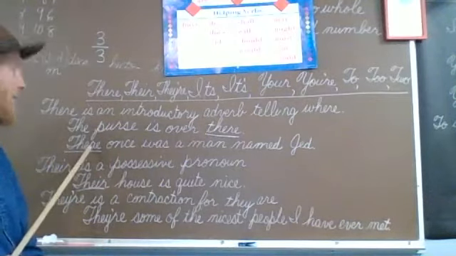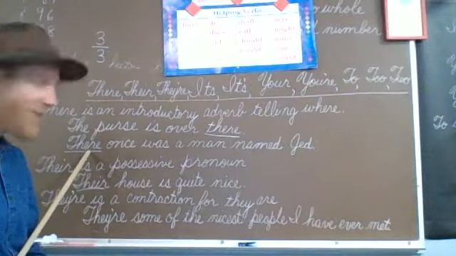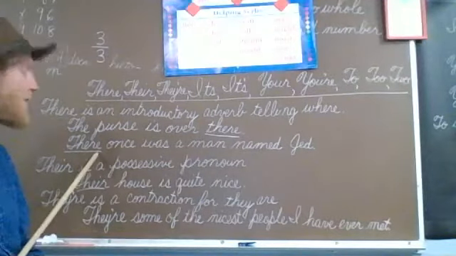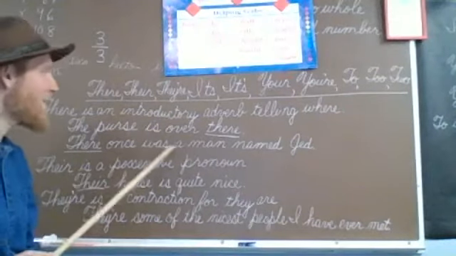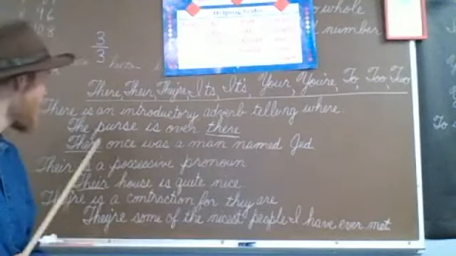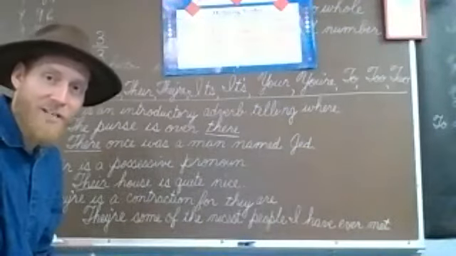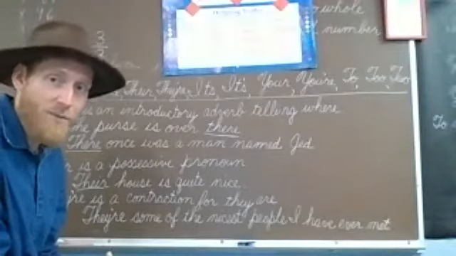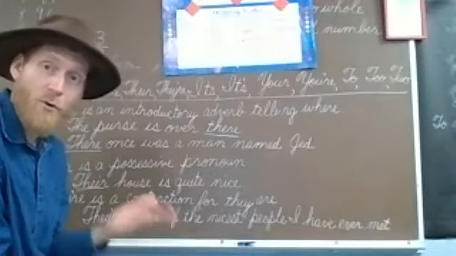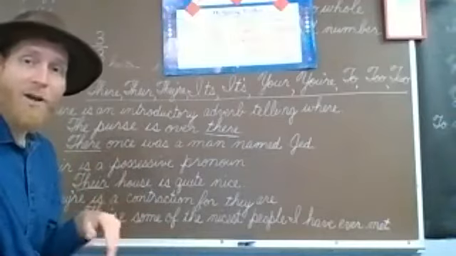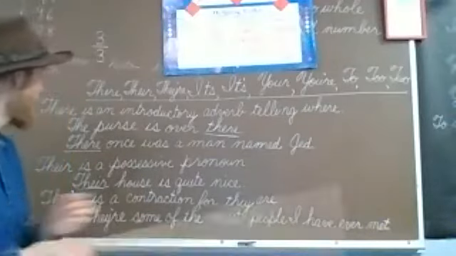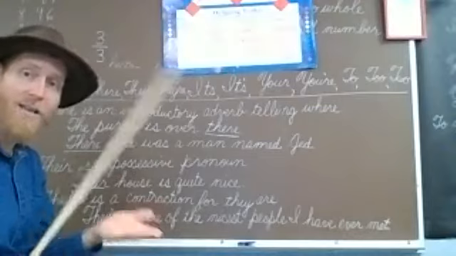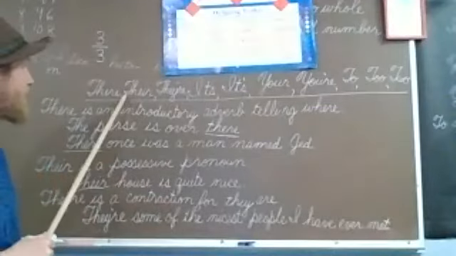Actually, before we go to the next one, there's another way to use this one. There once was a man named Jed. There once was a man named Jed. You also use the T-H-E-R-E. It's the one that often begins fairy tales. There once was a girl. There once was a boy, there once was a man, not just a fairy tale, but a story, a good beginning. Once upon a time, there was. All right, there. They were there. It's where? There. They were there. All right. Now we'll go to the next one.